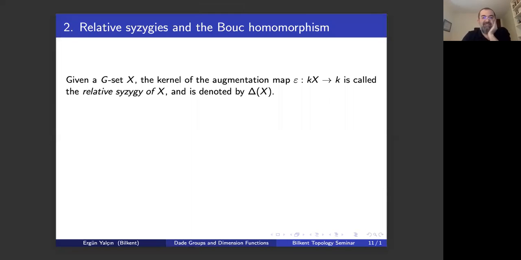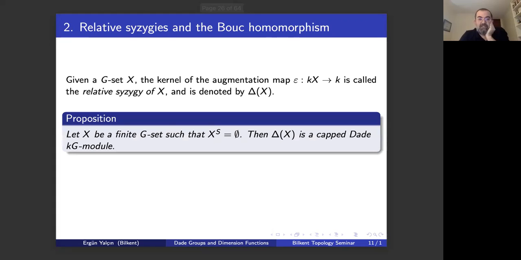Okay, I might be running out of time, so let me quickly mention where most of the Dade groups come from. Most of the Dade groups come from kernels of the augmentation map from a permutation module kX to k. For the p-group case, these modules were studied by John Urfer, actually, for the first time. In the p-group case, he proved that these kernels, which he called relative syzygies, are endo-permutation modules. So we generalized that to our situation for the finite group case.